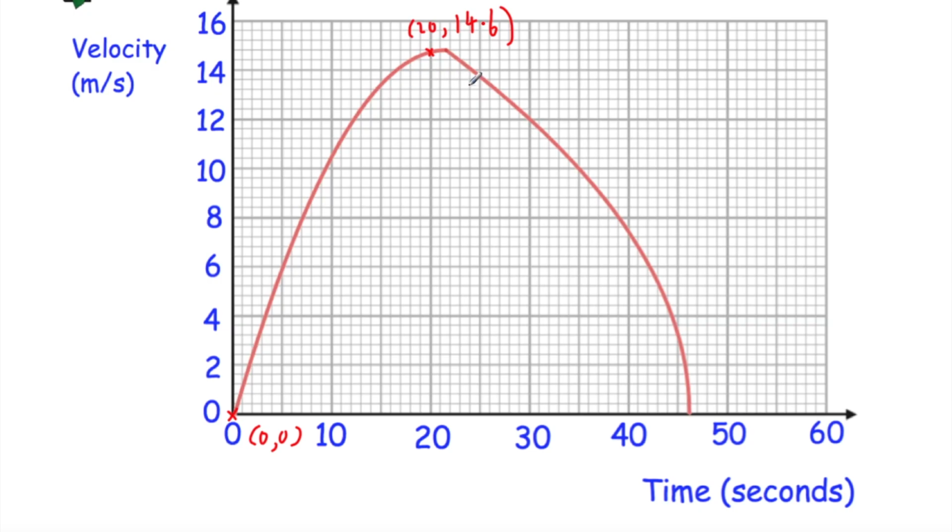So we want to find the average acceleration. Now let's join up those points, and we want to find the gradient of this line. To find the gradient of this line, we're going to do rise over run. So m, the gradient, is equal to the rise divided by the run.